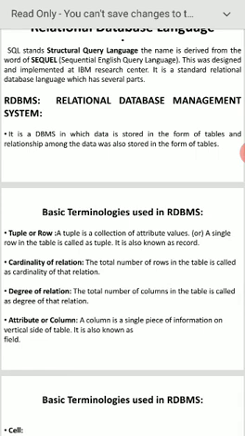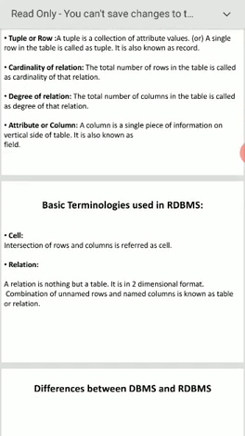Next we'll pass on to cell. What is a cell? The intersection of rows and columns is referred to as a cell. In row 1, I have taken the first employee number as 1. There is the intersection. That is called a cell. Within the cell, we can store the values, we can store the data. That is what a cell is.